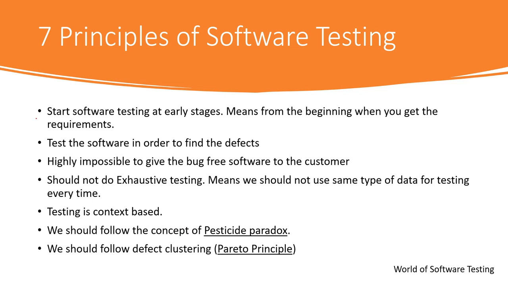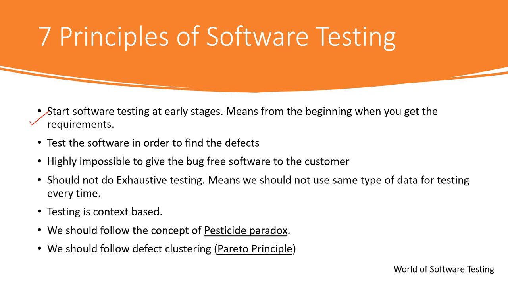So the first principle is start the software testing at very early stages, meaning from the beginning when you get the requirements. This means the software test engineers need to get involved in the software development lifecycle at a very early phase, so that defects can be found during the requirement analysis phase, or any documentation defects can be identified. So the testers have to be involved in the starting phases such as requirement analysis. When they get the requirements from the product owner, the cost involved in fixing such defects is very less when compared to those that are found during the later stages of testing.